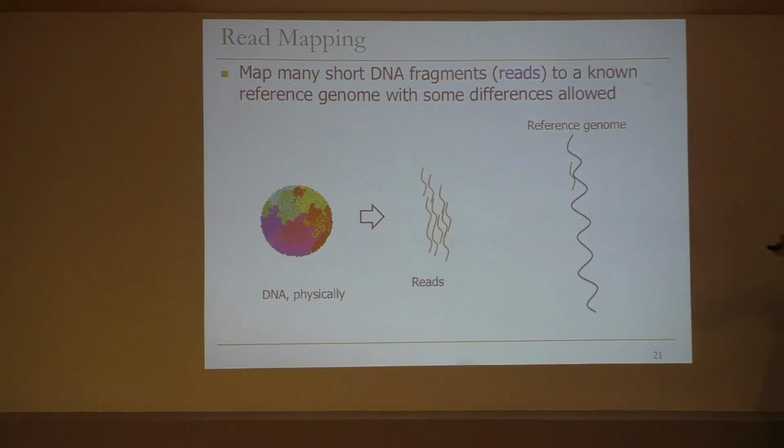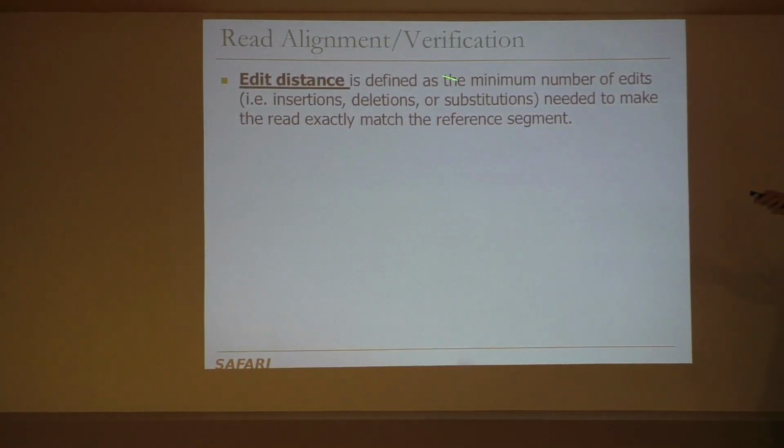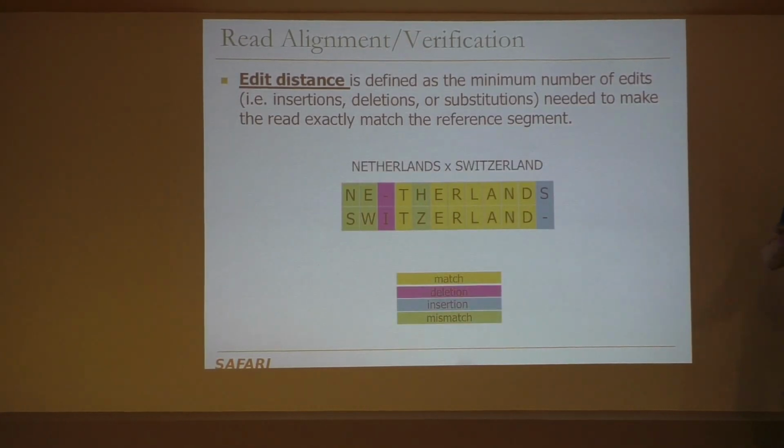So this is called edit distance computation. Basically, edit distance is the minimum number of edits that are needed to make the read fragment exactly match the reference segment. I'll give you an example from Netherlands and Switzerland. Let's assume that Switzerland is the reference genome segment. Netherlands is the read that you've gotten. And you want to see if Netherlands matches Switzerland. If you are looking for a perfect match, you're not going to get that, right? It's not a perfect match, clearly. Netherlands doesn't match Switzerland. But if you allow edits, at least five edits, then these match.